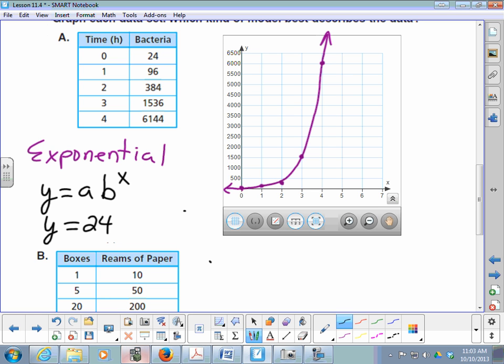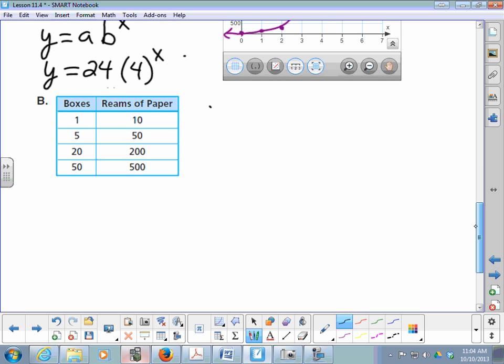So this is going to be y equals 24 times 4 raised to the power of x. That would be my function rule for that problem. So when you figure out what it is, you should be able to write a rule that matches it according to the given information. Let's try this next one here then.